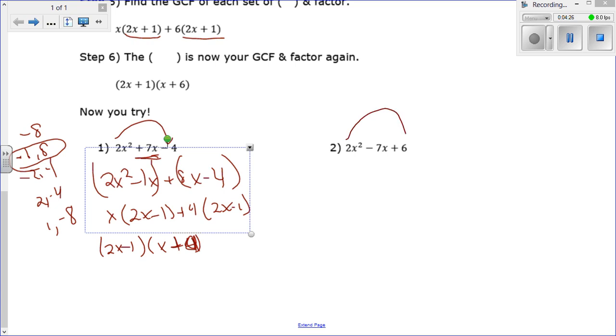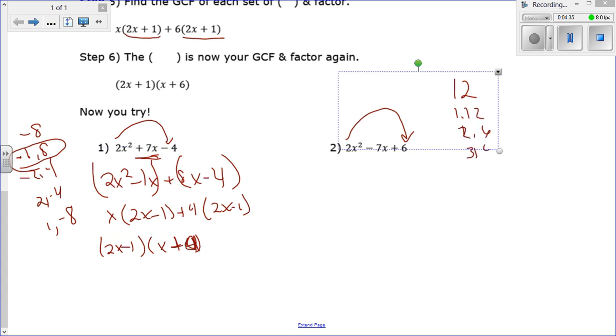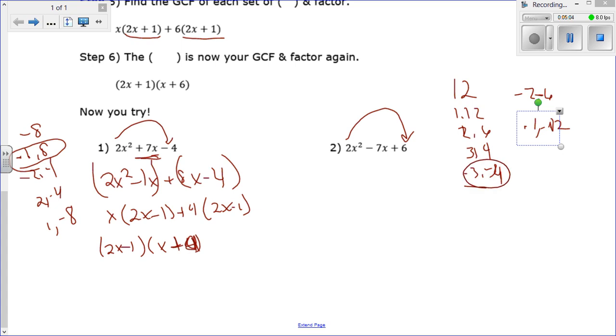For the next one, take the 2 multiplied by the 6, we get a 12. Well, the ways to make a 12 are 1 and 12, 2 and 6, 3 and 4, negative 3 and negative 4, negative 2 and negative 6, and negative 1 and negative 12. Now, which one of these pairs adds up to negative 7? Well, a negative 3 and a negative 4. So 2x squared minus 3x minus 4x plus 6.